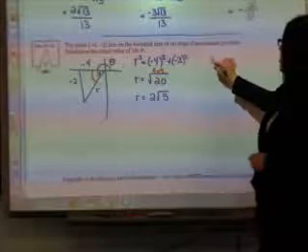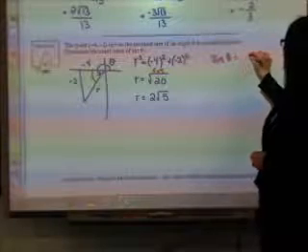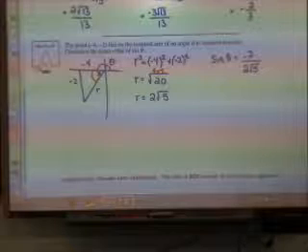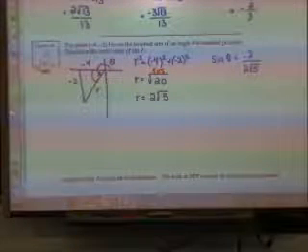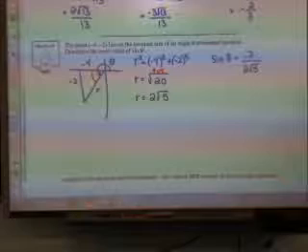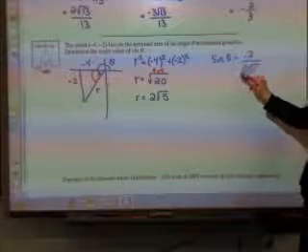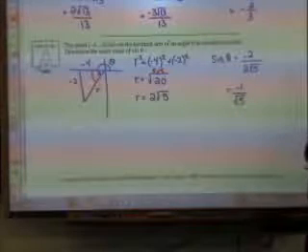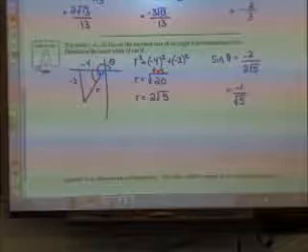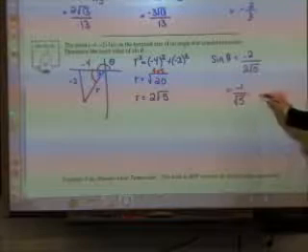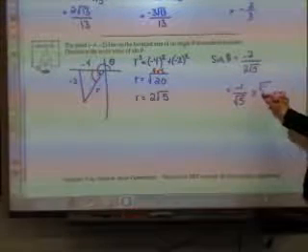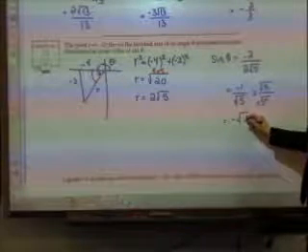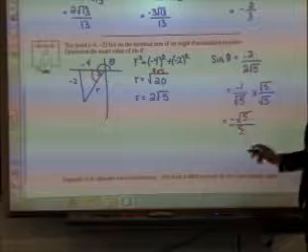So then when I determine my sine theta, opposite over hypotenuse, I've got negative 2 over 2 root 5. Which means that my 2's will cancel each other out. And I will get negative 1 over root 5. And then I rationalize the denominator, so I multiply top and bottom by root 5. And I have negative root 5 over 5.